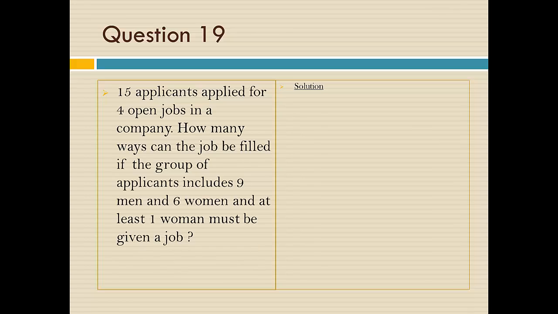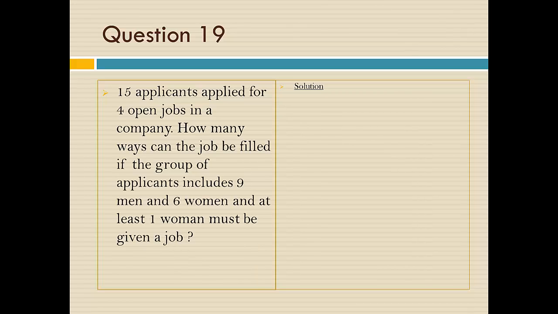So when at least one woman must be given a job, that means it could be one woman getting the job out of the 4 jobs, or 2 women getting 2 jobs out of the 4 jobs, or 3 women getting 3 jobs out of the 4 jobs, or 4 women getting the entire 4 jobs. Now, how many situations do you have here?